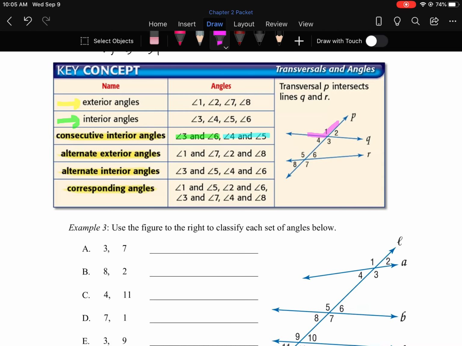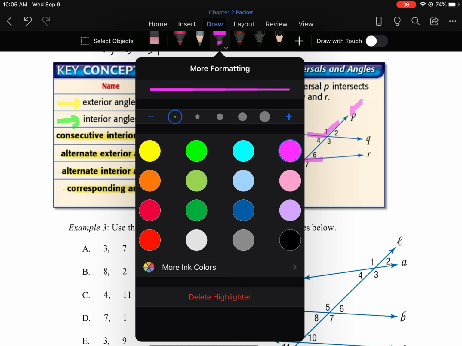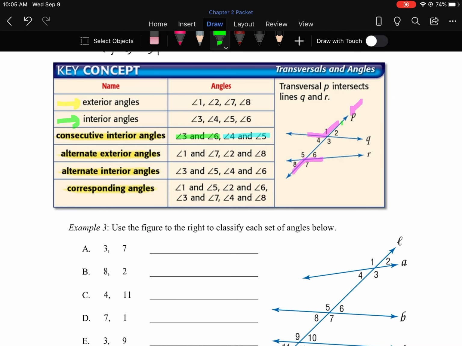So I'm going to do 1, and 1 matches with 7, because see how 1 is on the left side of my transversal and 7's on the right side. Okay, but they're alternate exterior. The other set of alternate exterior angles is 2 and 8. Those are the other set of alternate exterior: opposite sides of the transversal, outside.